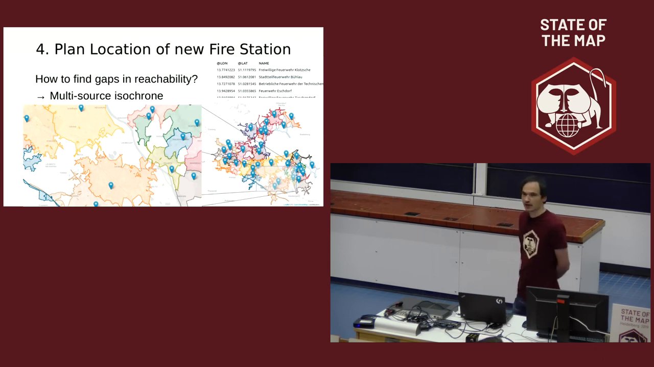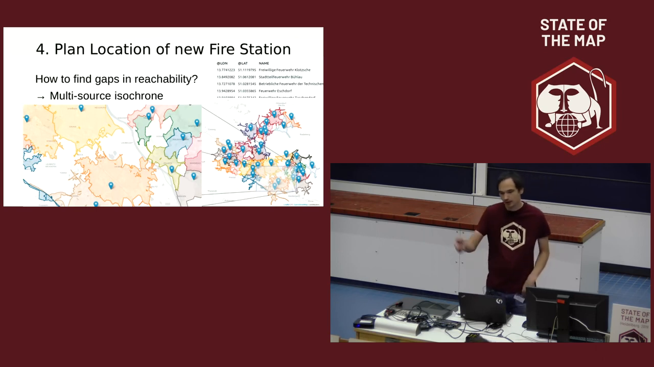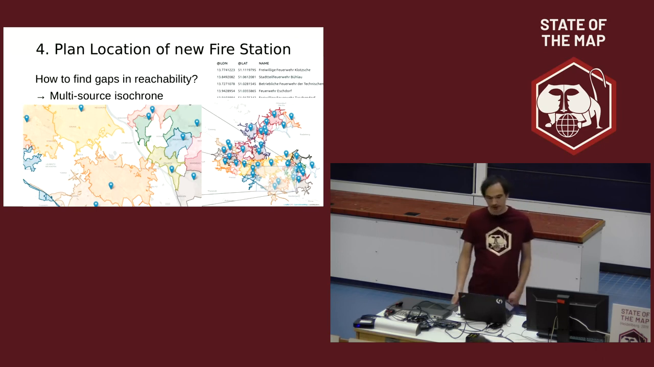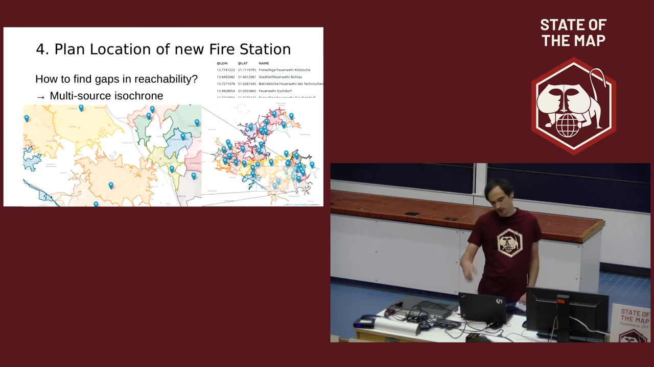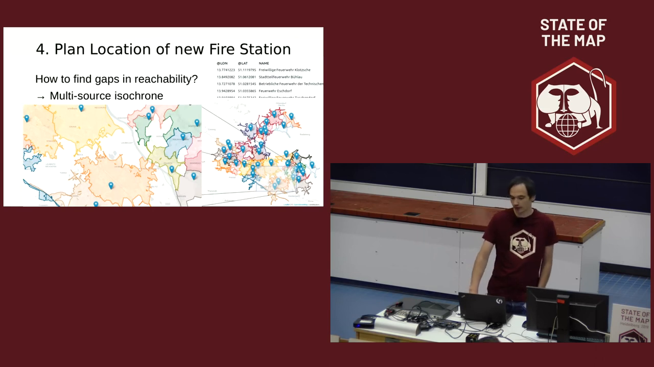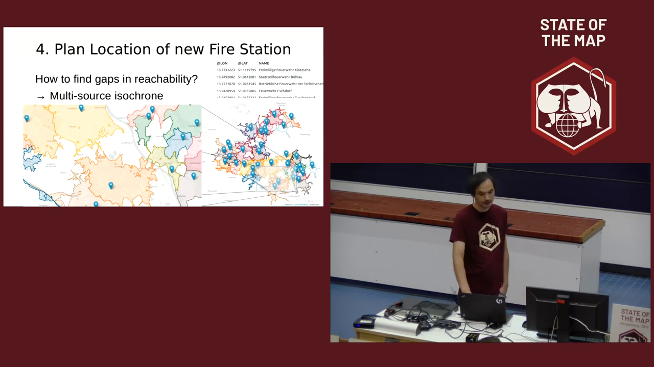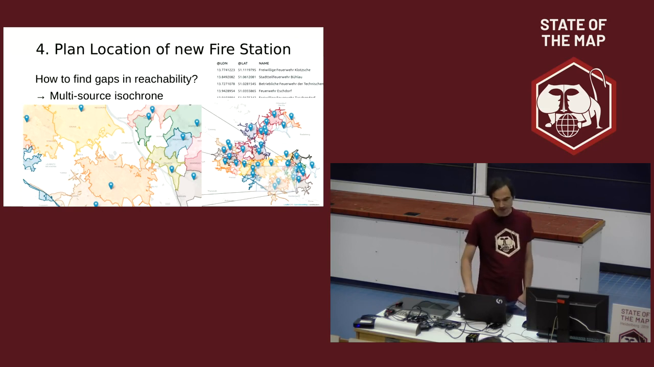This multi-source isochrone is not in the open source version, but later on you will see you can calculate multi-source reachability or isochrones also, and I've done this in a branch of the GraphHopper repository. I will show you the resources later. So that's, I think, one of the most useful use cases that I've covered.